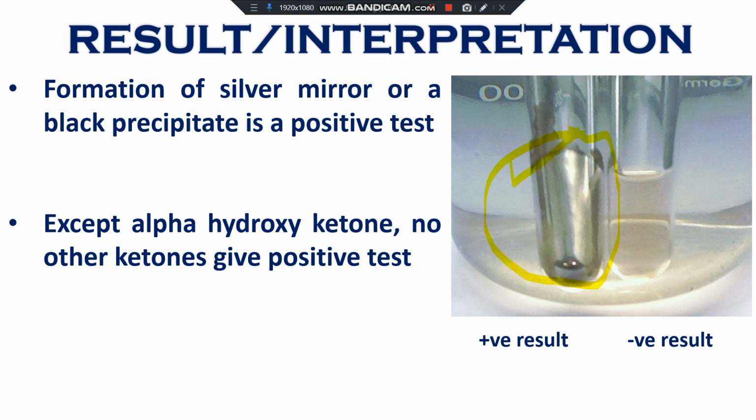So aldehyde will give you the positive result. Aldehyde in any case, anywhere, will give you a positive test. Ketone, in almost all cases, will give you the negative result. So you can differentiate between aldehyde and ketone, except in the case of alpha hydroxyketone. Only alpha hydroxyketone gives a positive result like aldehyde. Any other ketones do not give a positive test.